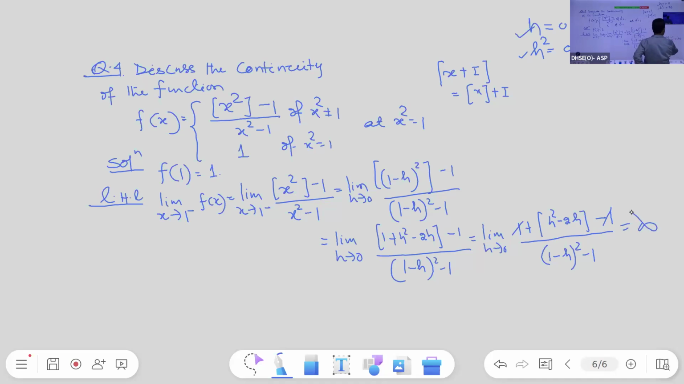So this limit doesn't exist. The limiting value, we can say infinity, or limit doesn't exist. Did you understand? Write in the chat box. LHL is clear. Left hand limit doesn't exist.